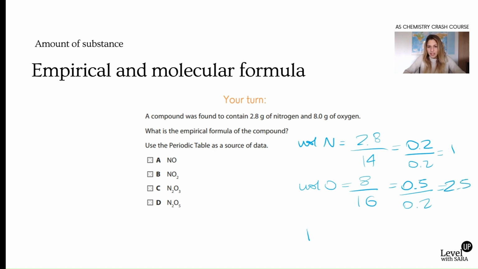As you can see, we don't have a full ratio. It's 1 to 2.5, which means that we need to multiply them as many times as we need to get a full ratio. If we multiply both of them by 2, we get 2 to 5. So 2 for nitrogen, 5 for oxygen, and this is our empirical formula. Okay, to the next one.